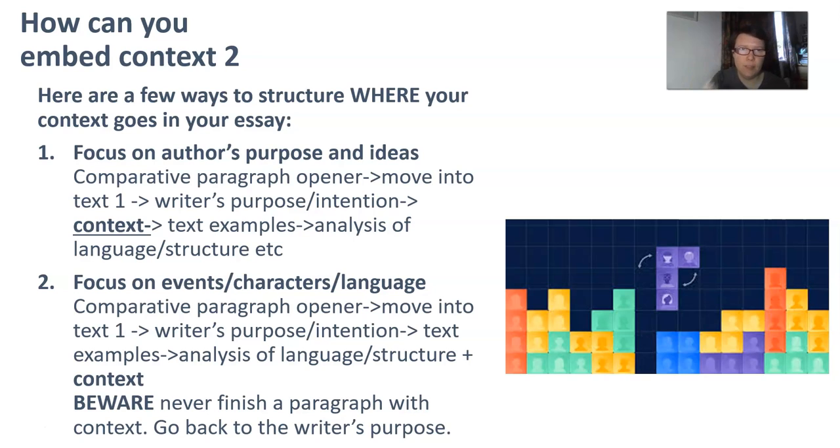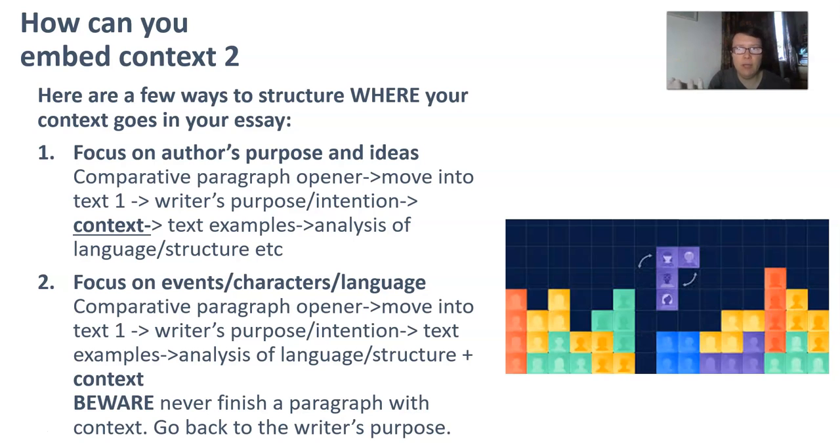So if you're focusing on the writer's purpose, then this might be the kind of flow that your essay paragraph would have. And this isn't the whole of your essay paragraph, because I'm just giving you the bit here which you would use for one of the specific texts. And then, of course, you would transition onto the other text and you could place your context there depending on what you're discussing, and you don't have to have it in a uniform way.